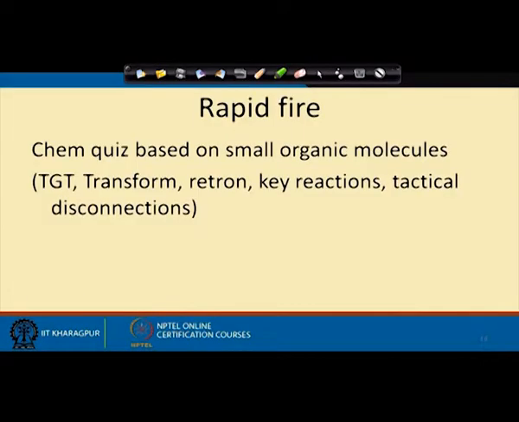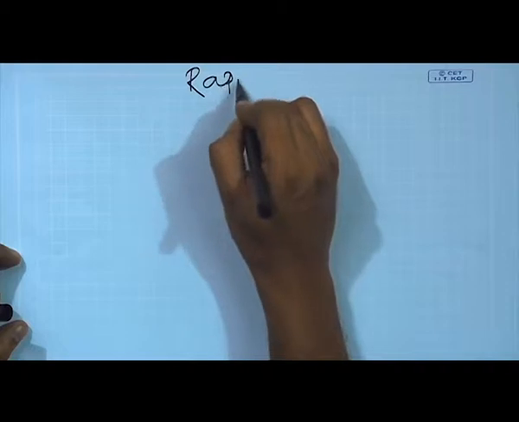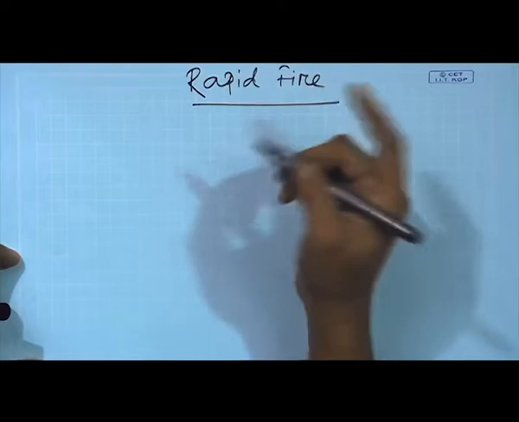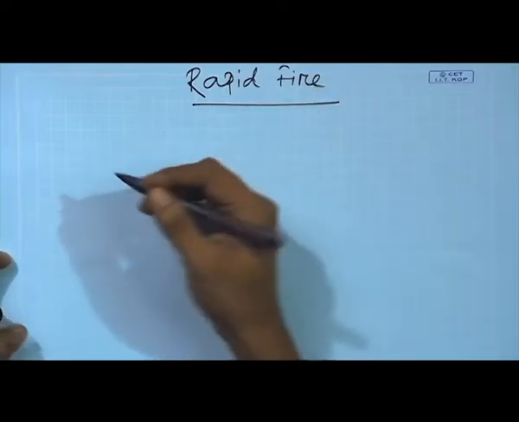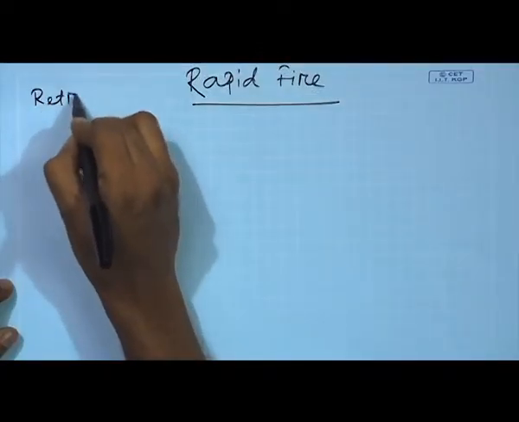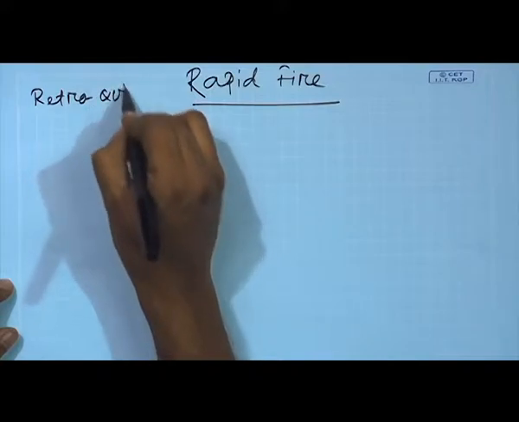So, welcome back students. As we continued throughout our discussion, today we will be trying to do a rapid fire round to test your knowledge. This rapid fire round is based on some chemical quizzes, on small organic molecules and how you can solve those transformations. I gave them the name retro quiz.